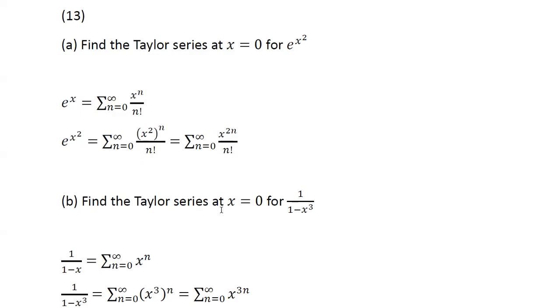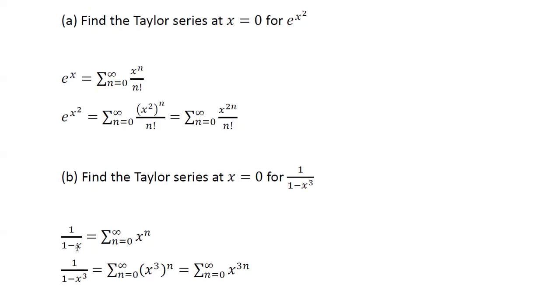Part B, we're going to find the Taylor series at x equals 0 for 1 over 1 minus x cubed. Which Taylor series can we start from? Well, maybe you remember 1 over 1 minus x from when we first learned about power series. We learned this one equals the summation as n goes from 0 to infinity of x to the n. So replace x with x cubed. Treat it like a function, okay? And so our power series, our Taylor series, is the summation as n goes from 0 to infinity of x to the 3n. And we're done. As simple as that.